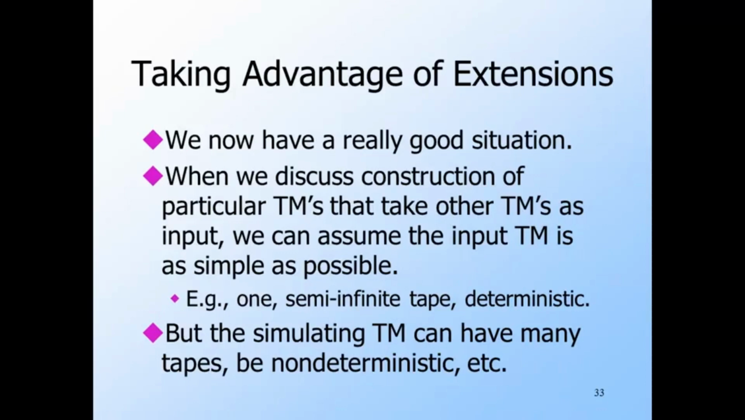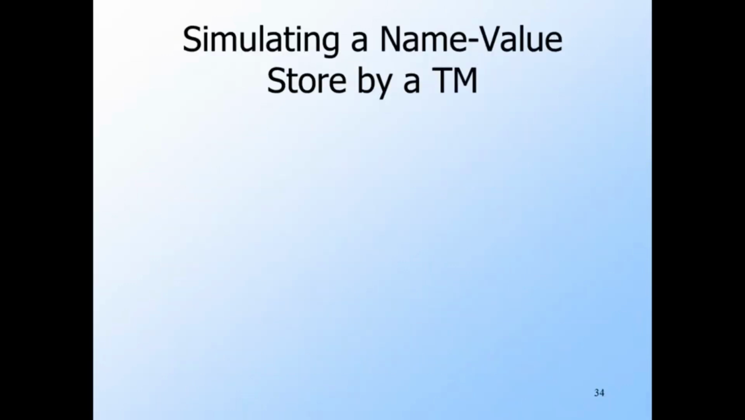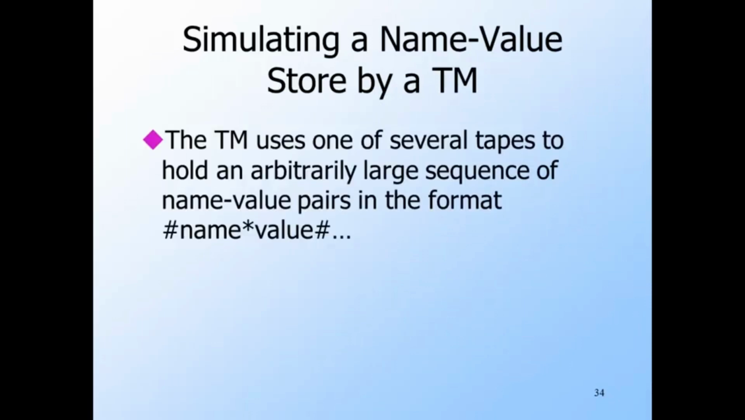All the constructions we just showed will turn out to be quite useful in the future. We're going to have to do several important constructions involving Turing machines. When we do that, we'll assume the Turing machine that is input is as simple as possible. In particular, we'll assume it is a deterministic machine with one tape, infinite only to the right. However, when we do the simulation, we're free to use a Turing machine that is as powerful as we need. In particular, we can allow it to be non-deterministic and to have as many tapes as we need. But first, let's take up how we simulate name-value stores by a Turing machine.